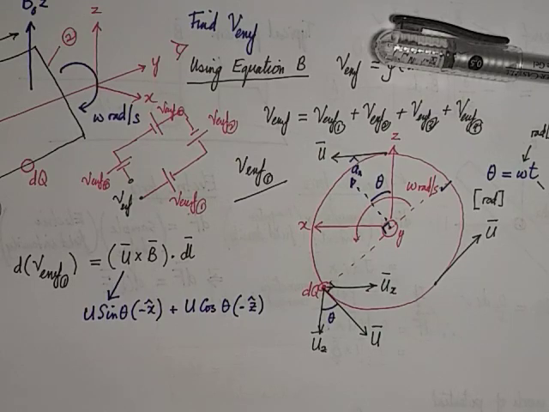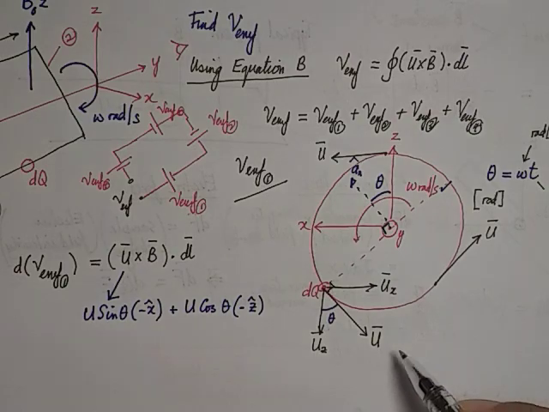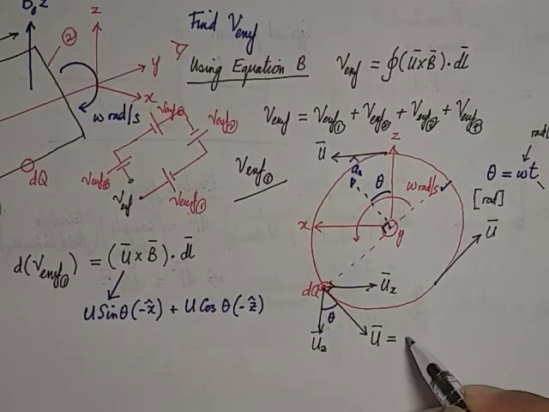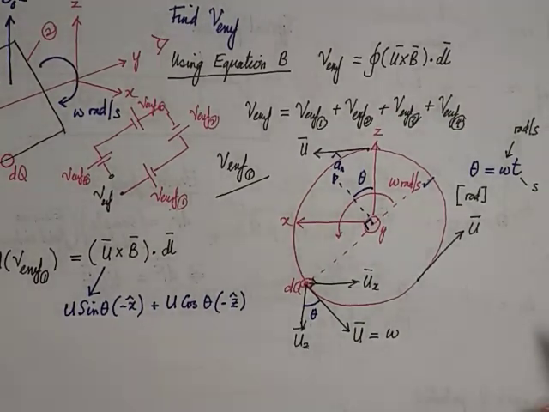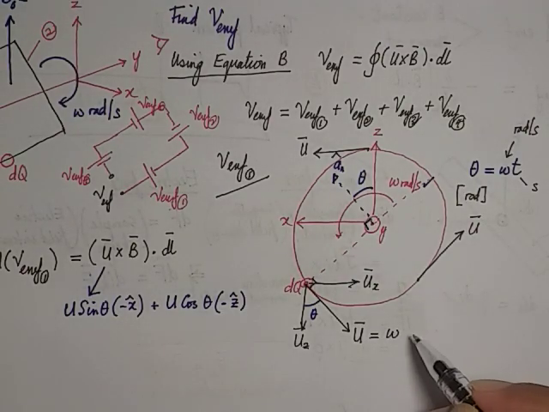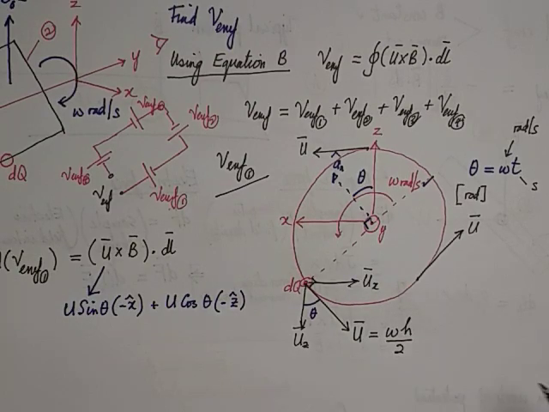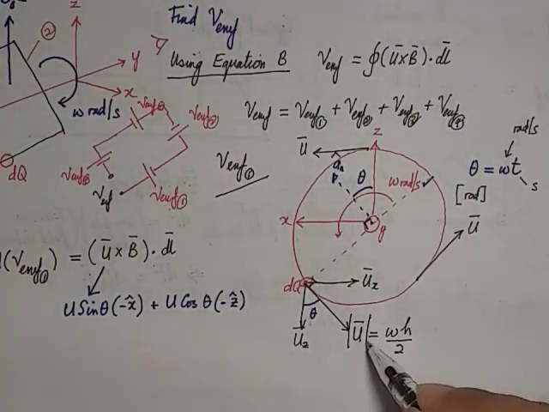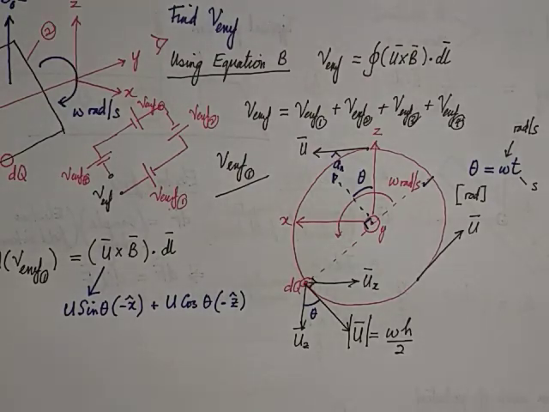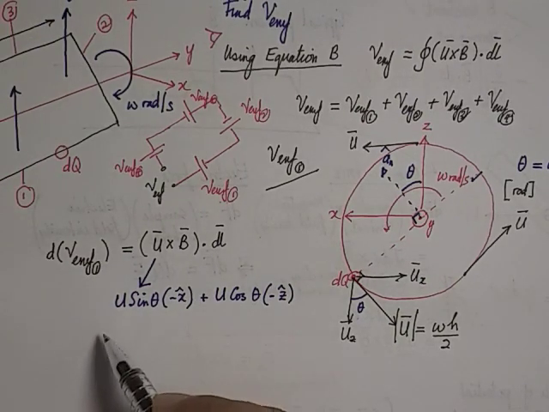Okay, and then how do I relate u and omega? U can be related to omega using the relationship of omega multiplied by the radius. What is the radius of this particular movement? H over 2. So I'm going to take the magnitude to be omega h over 2, because the radius multiplied by the angular velocity converts into the magnitude of the linear velocity. So now this equation can be rewritten.